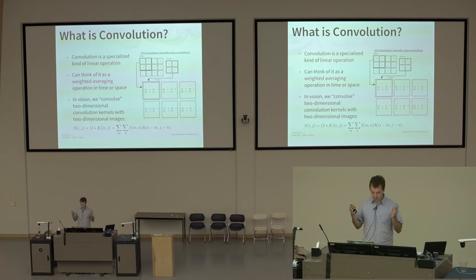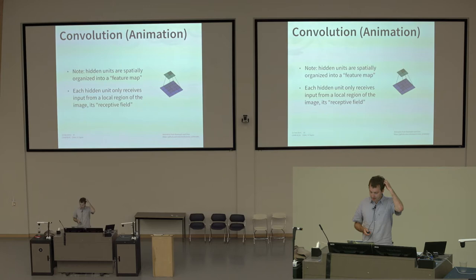Okay, so let's look at an animation. This is an animation made by Vincent Dumoulin and Francesco Visin, who one was a student, one was a visitor at Mila. We see here that, unlike fully connected nets that we saw this morning, the hidden units are not in a vector anymore. The hidden units are organized into this 2D topology, and we call this 2D topology a feature map.